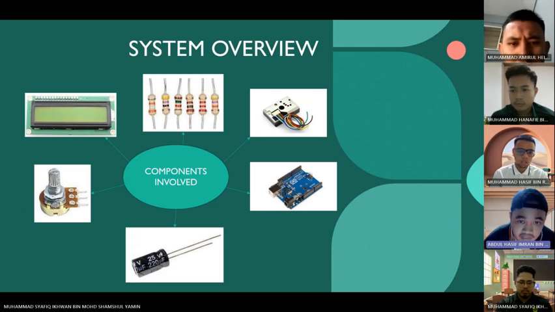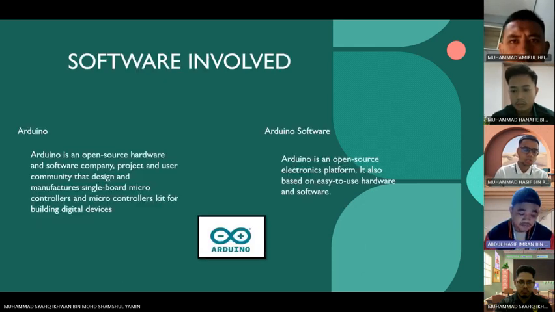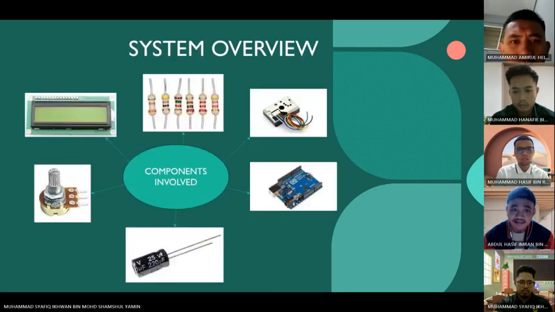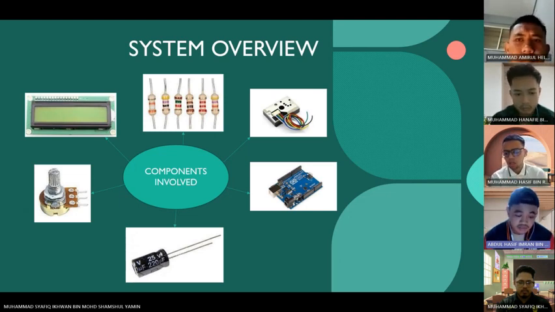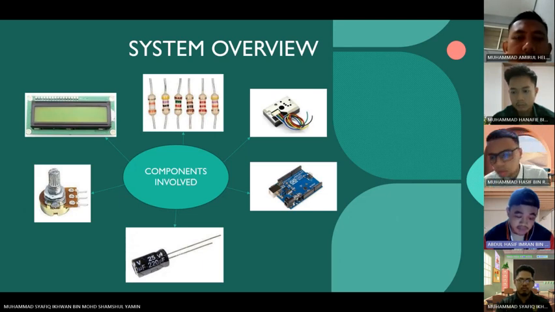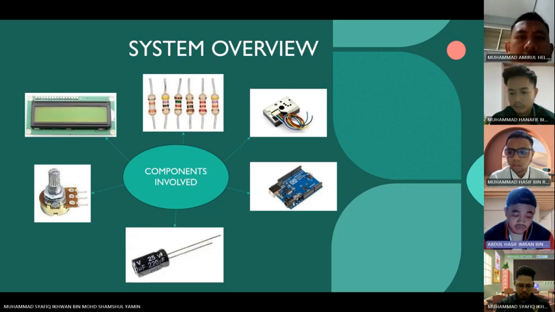Then next we have the dust sensor, which is an optical sensor used to detect dust. And below that we have the Arduino Uno R3. We use the Arduino Uno R3, which is a microcontroller-based board based on the ATmega328P. It's called the Arduino Uno. Arduino Uno has everything needed to support the microcontroller.